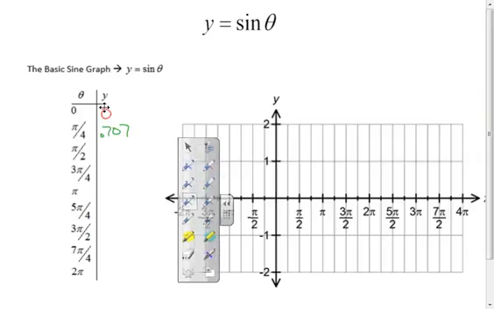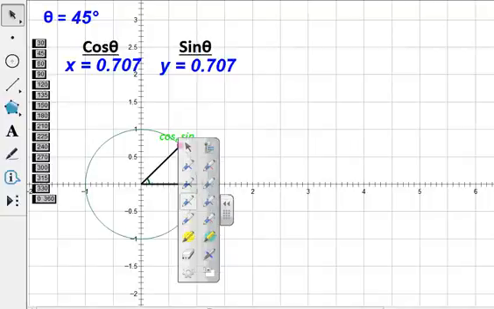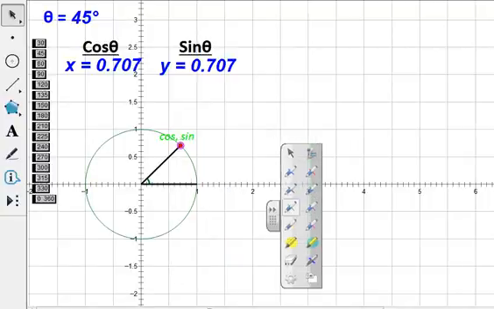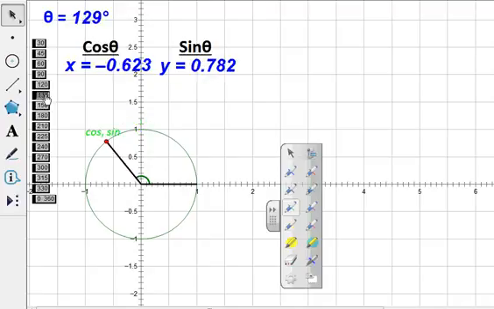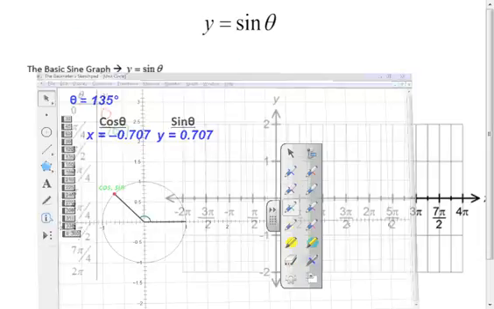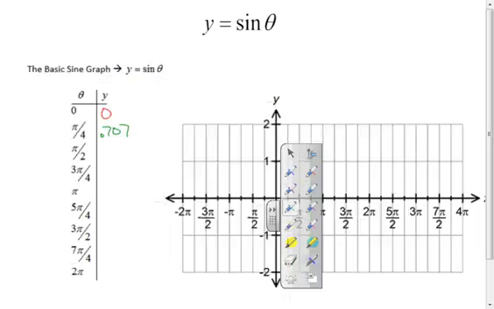Let me see, next we're dealing with pi halves and 3 pi quarters. Okay, so I'll go back to my demo here. Pi halves is 90 degrees, and we see that the sine value is 1. And then when I go to 3 pi quarters, which is 135 degrees, we see that the sine value again is 0.707. So we'll take another look there and go with 1 and 0.707.